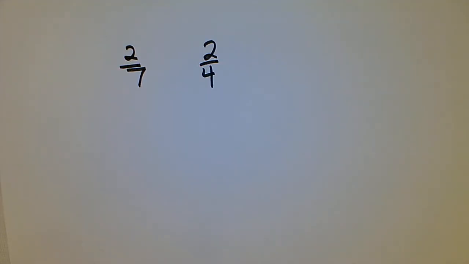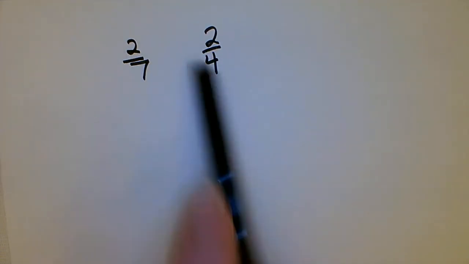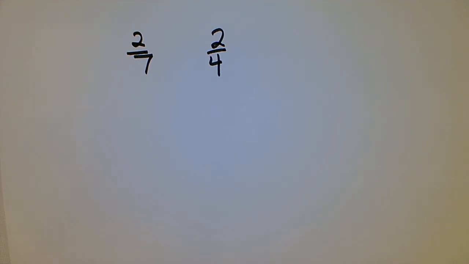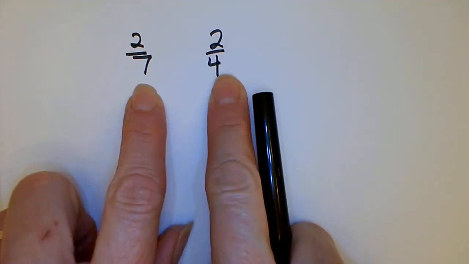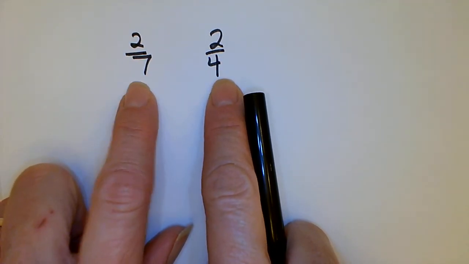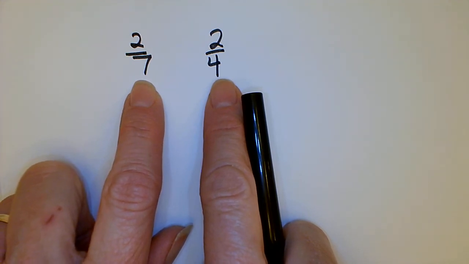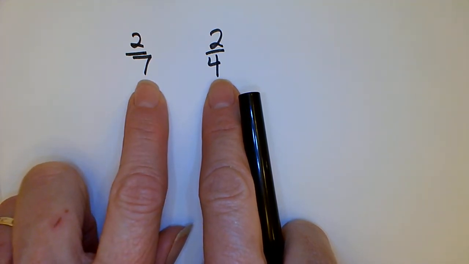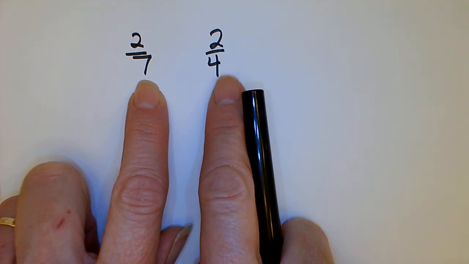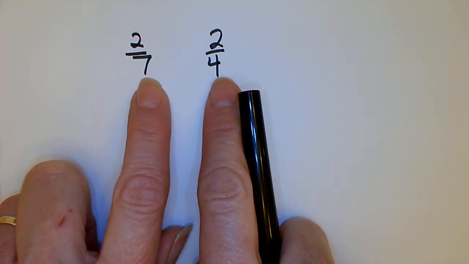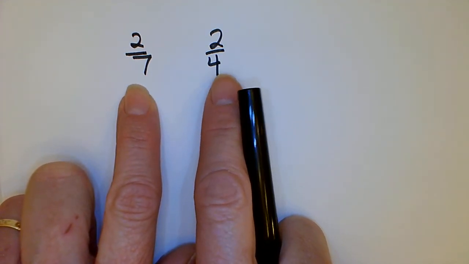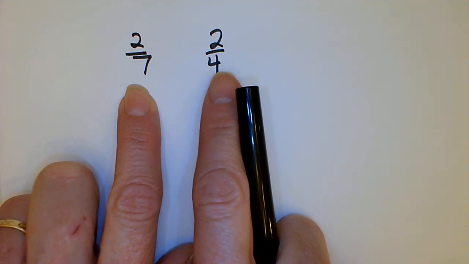So for this one, again, the first thing I want to do is see, do I have common numerators or common denominators? Are they the same? And sure enough, in this case, I have 2 and 2 in my numerator. And remember, when our numerators are the same, we can just look at our denominator to see which pieces are bigger and which pieces are smaller. In this case, 4 means that I have much bigger pieces because 4 is smaller than 7. My pieces are going to be bigger. I'm cutting up into fewer pieces.